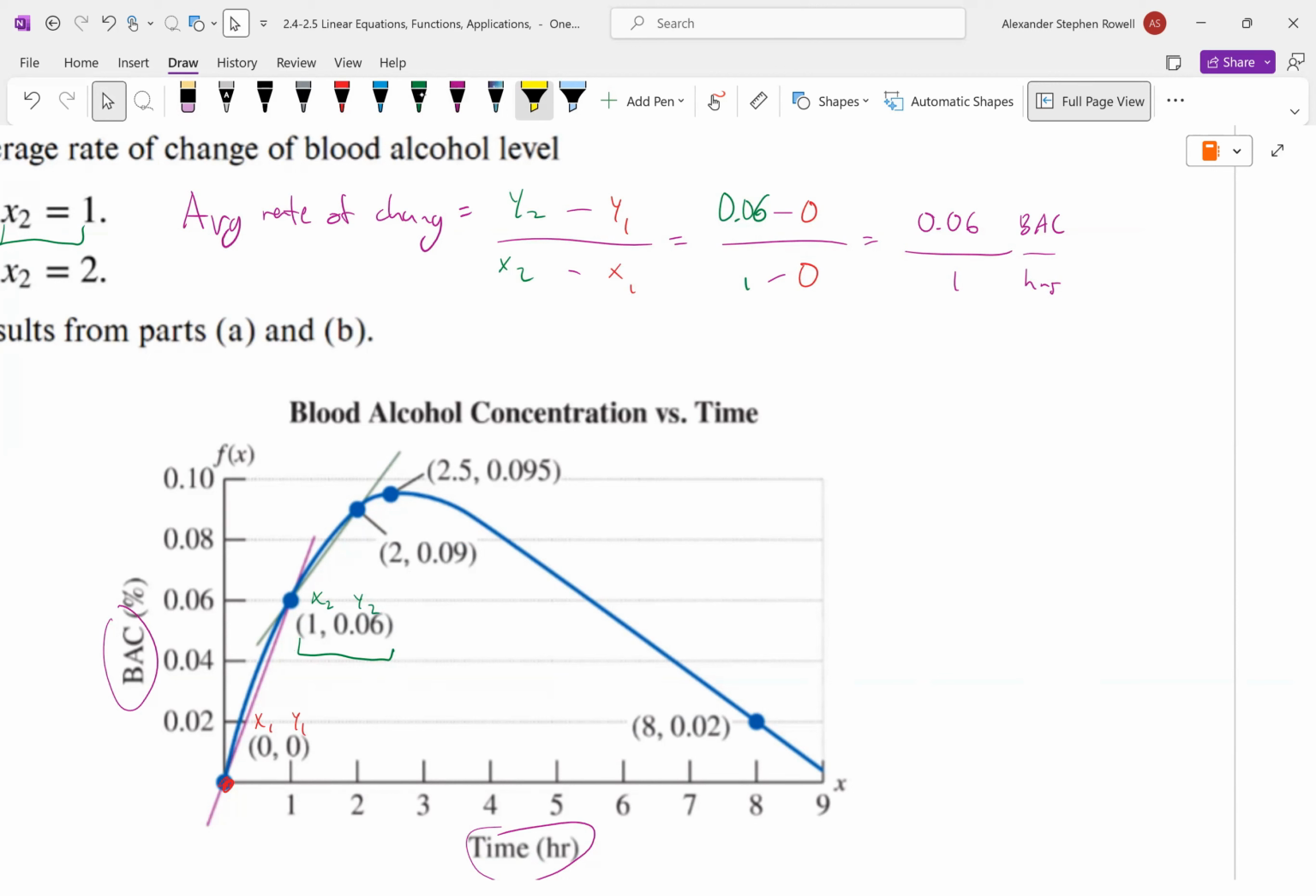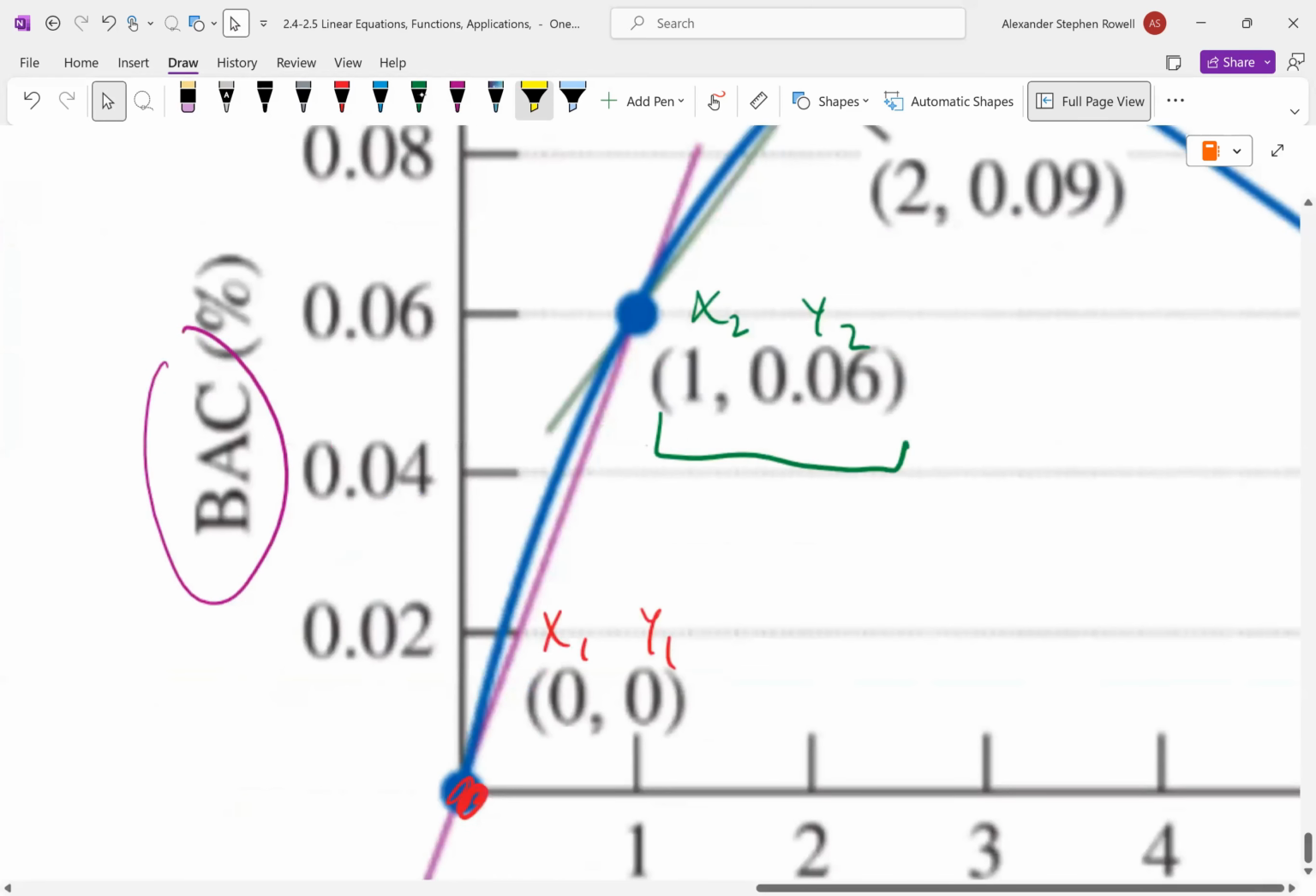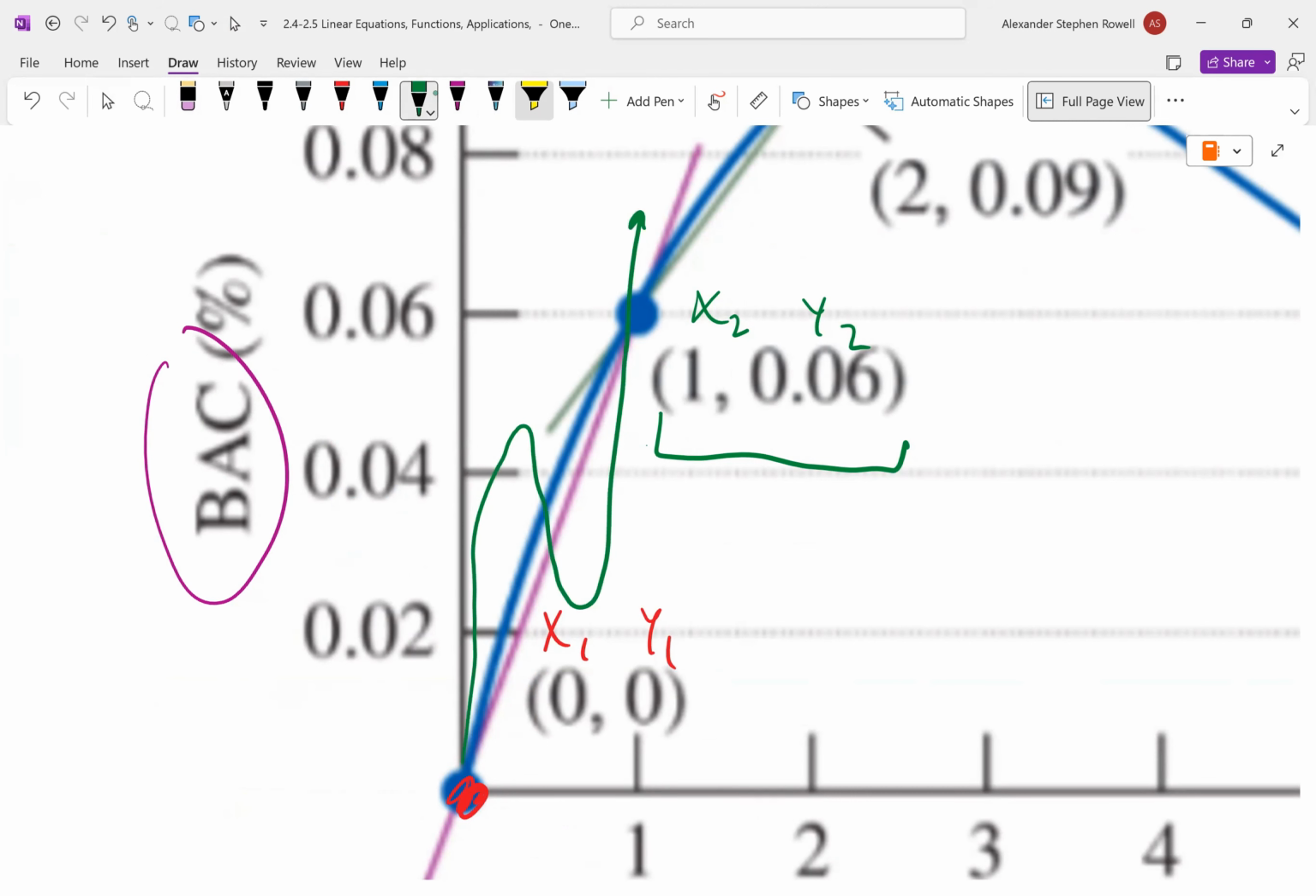Now, here's another crazy concept. All I care about is the start point and the ending point. So what if my blood alcohol concentration went up and back down and back up? It has the same starting and ending point. The blue line and my green line have the same average rate of change. Isn't that crazy? It's a little bit mind-blowing, but it is true.